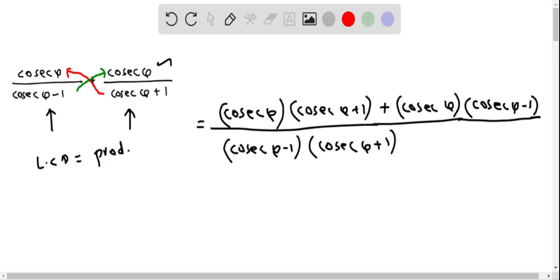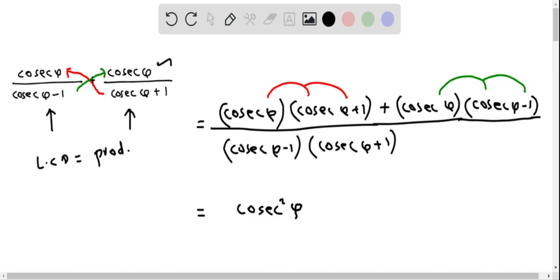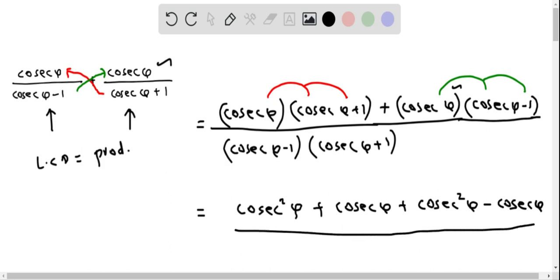So I'm going to distribute this cosecant phi with these two terms in the bracket, and similarly this cosecant phi I have to distribute with the two terms inside the bracket. When I do that, I'll be getting cosecant phi times cosecant phi is cosecant squared phi, and plus 1 times cosecant phi is cosecant phi. And now we multiply this, that is cosecant phi times cosecant phi is cosecant squared phi, and minus 1 times cosecant phi is negative cosecant phi, and over.